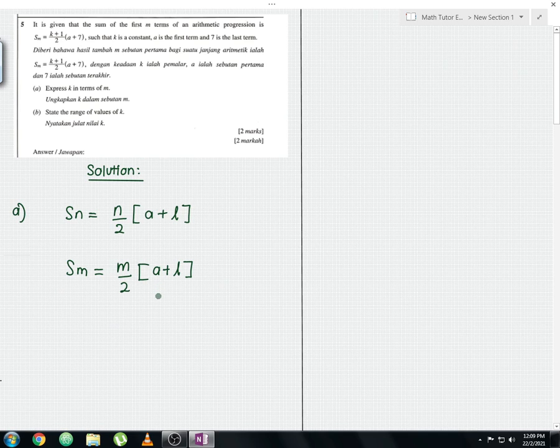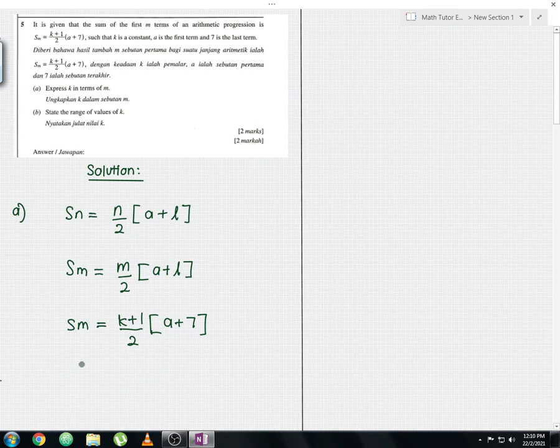Now we are going to compare this with the equation given by the question. The equation given by the question is Sm equals (k + 1)/2 in a bracket times (a + 7). So from here you can know that 7 is your last term, and then you can compare m over 2 with (k + 1)/2. We just focus our comparison between these two, guys, since we are expressing k in terms of m.